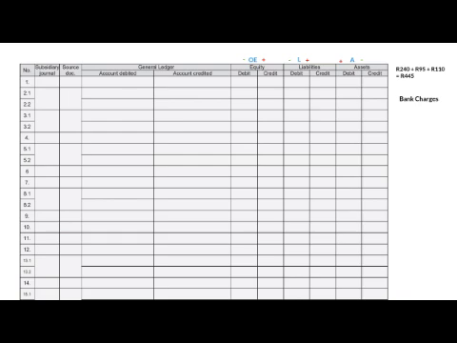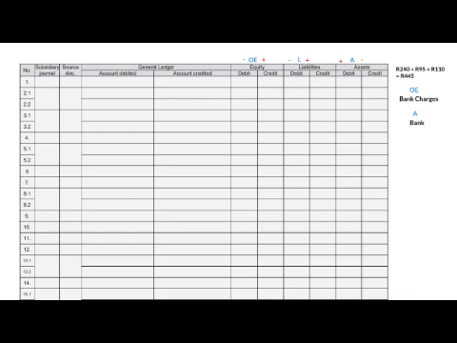Step 1 is we have to determine the two ledger accounts involved. The first account is bank charges. The second ledger account will be bank. Step 2, we have to classify each account. Bank charges is an owner's equity, and bank is an asset.